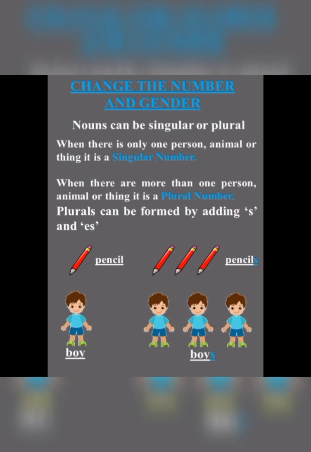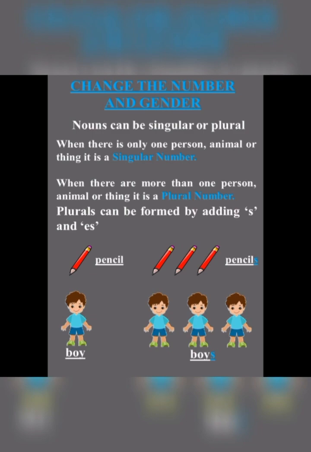Students, nouns can be singular and plural. A noun can mean one or more than one person, animal, place, or thing. When we talk of one, we call it singular. To show that there are more than one things, we often add s or es to the noun.